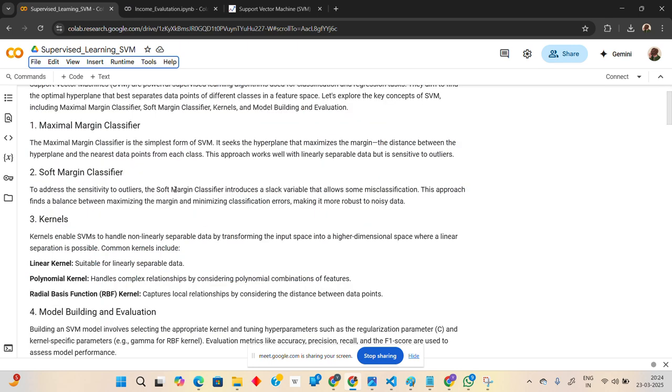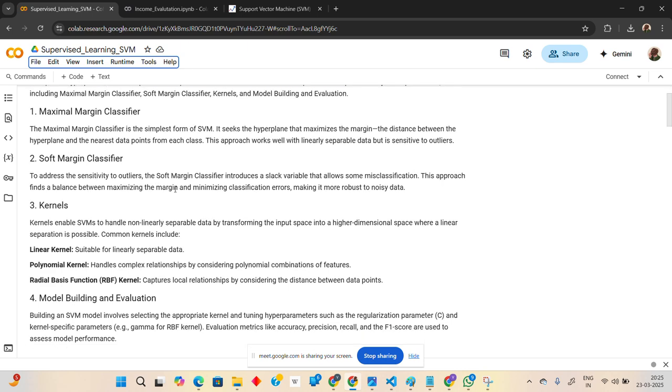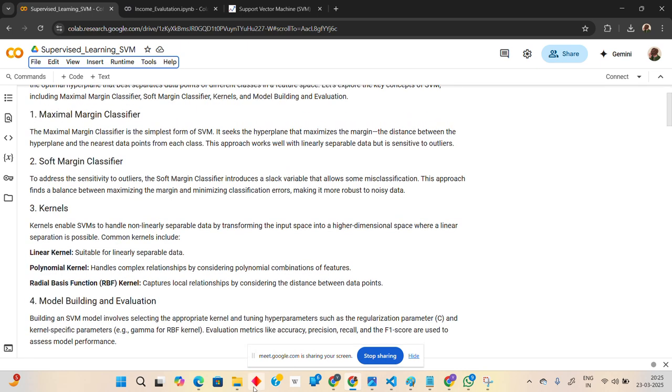First, the maximal margin classifier. When we talk about this, we are going to classify the data points with the help of a hyperplane. That hyperplane should have two lines, and the distance between them should be maximum. I will show you with the help of an explanation.